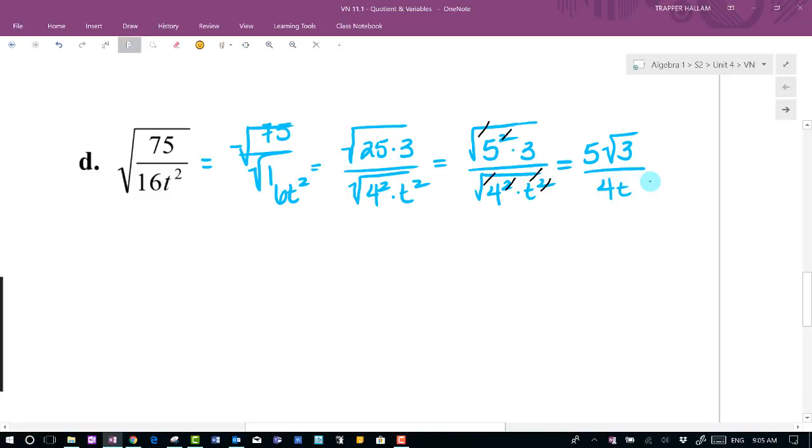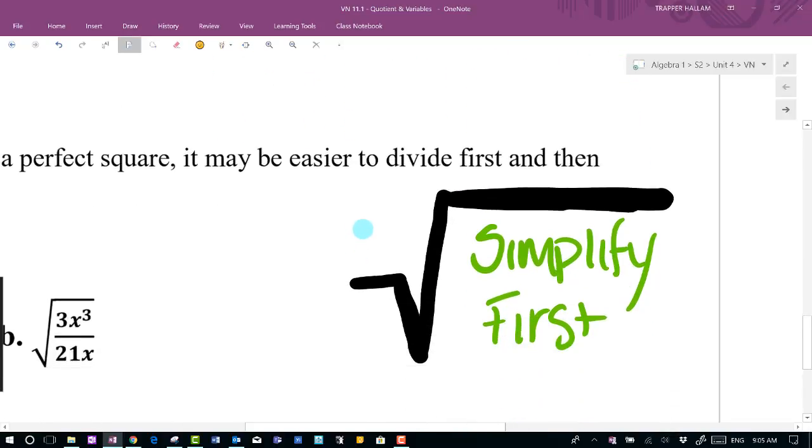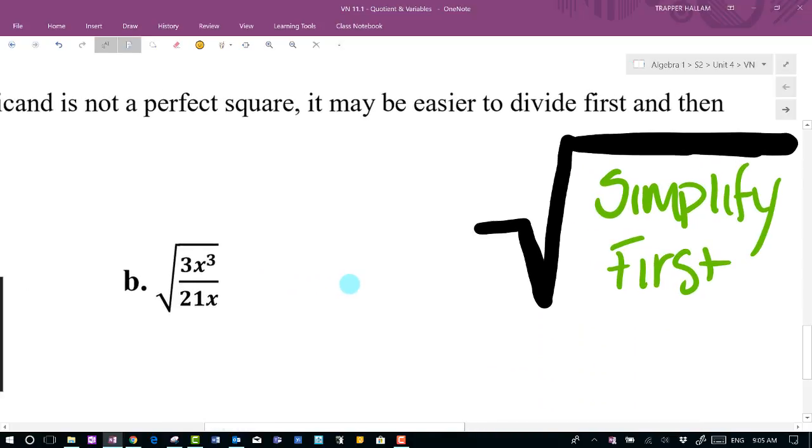We're going to pause there to make sure that there's nothing left to do. The 3 definitely doesn't have any more perfect squared terms. 5 and 4 are not divisible, and there are no t's for it to be divisible. So that one would be done, or in simplest form. Again, remember in the notes, we said that sometimes it's easier to simplify first.